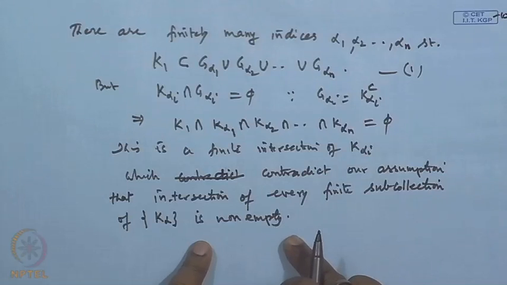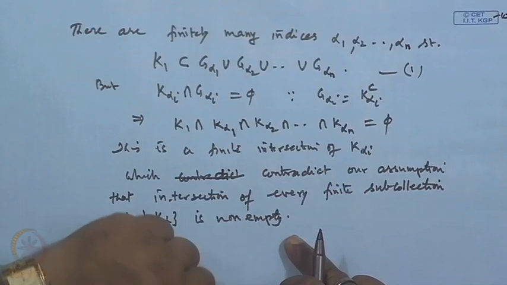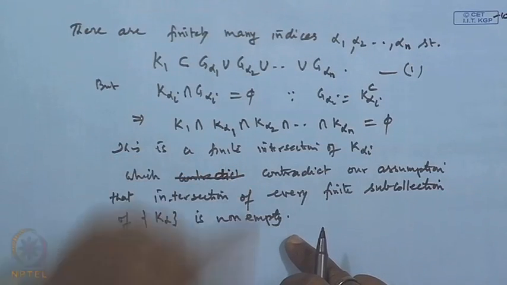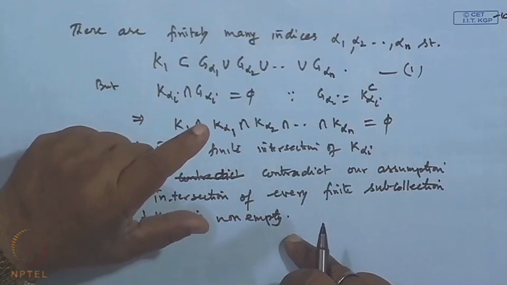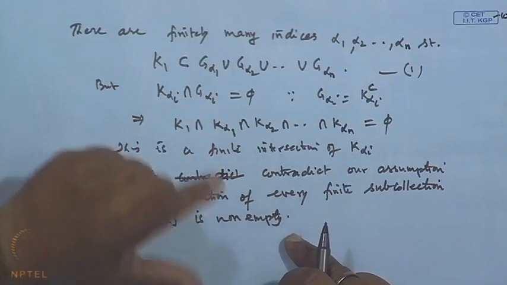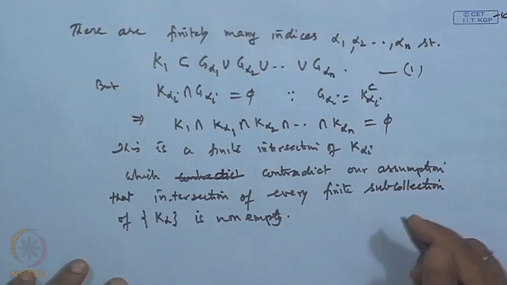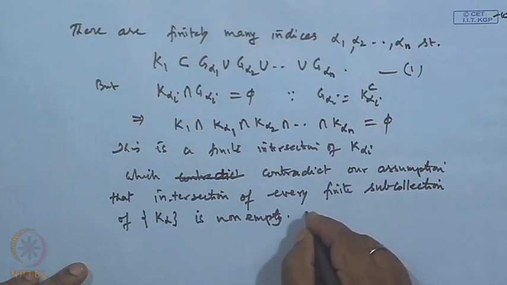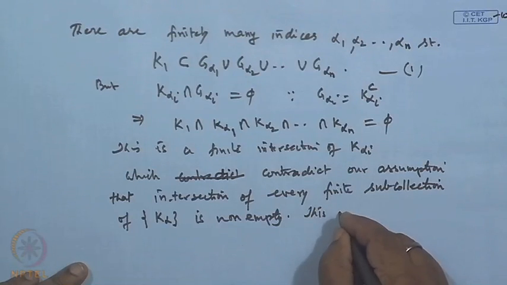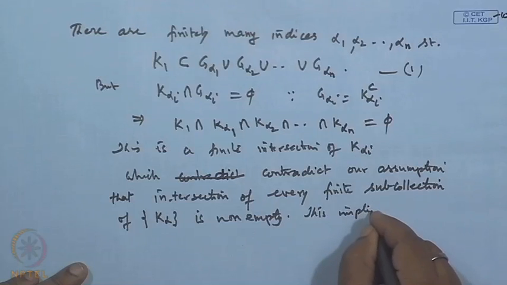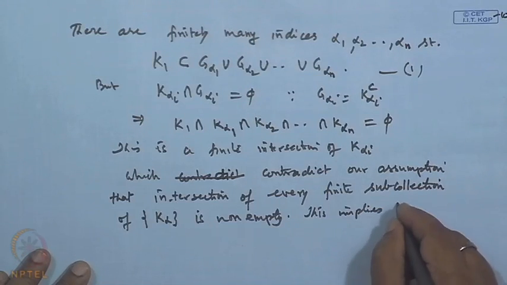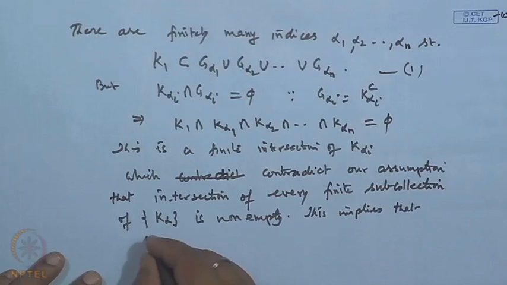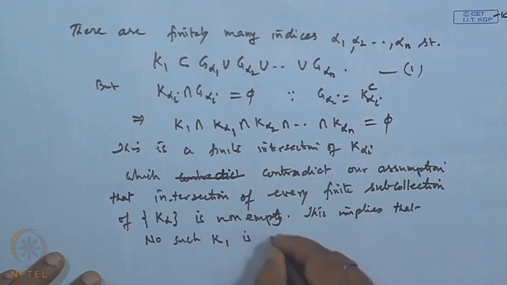So, it contradicts, and the contradiction is because of our wrong assumption that K1 is one of the members out of K alpha which has the property that no point of K1 belongs to every K alpha. So, this implies that no such K1 is possible.